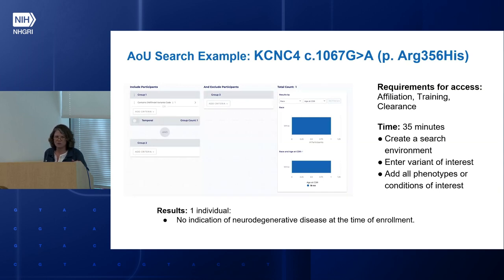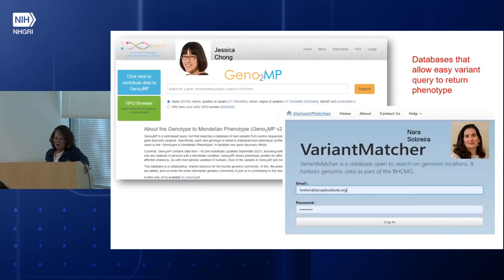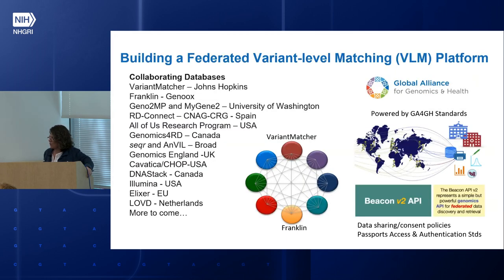This is not feasible for a clinical lab, or even large research programs, to look at every variant one by one in this way. Now, there are platforms, and probably Nara in her talk will talk a little bit about VariantMatcher or GenotypeMP. These are databases allowing you to quickly, easily query their data sets. However, we can't have 1,000 of these that you have to go to, even if you make it easy to query. So we're now all working together to build a federated approach.